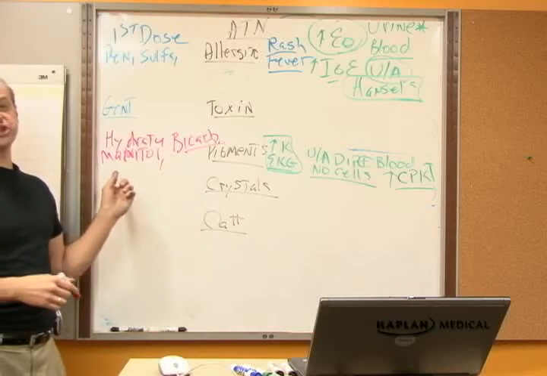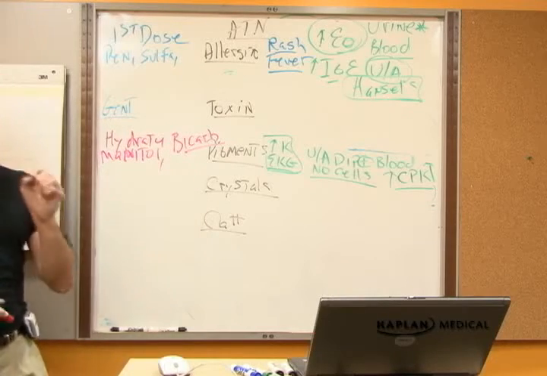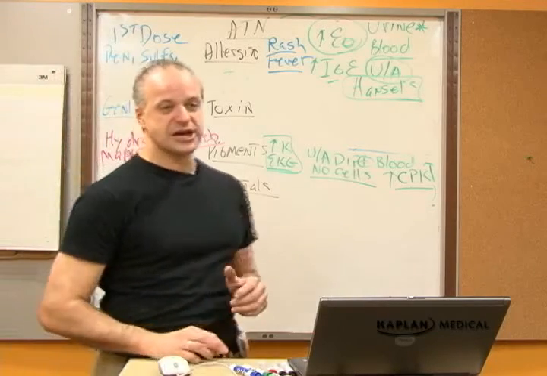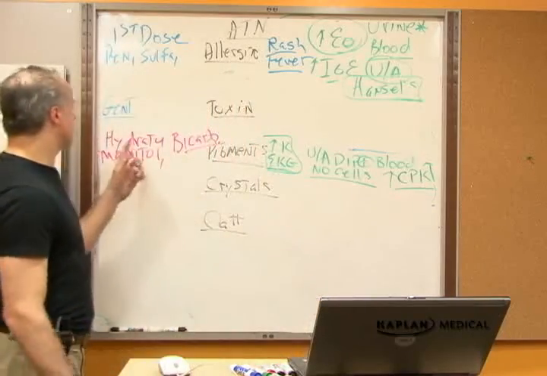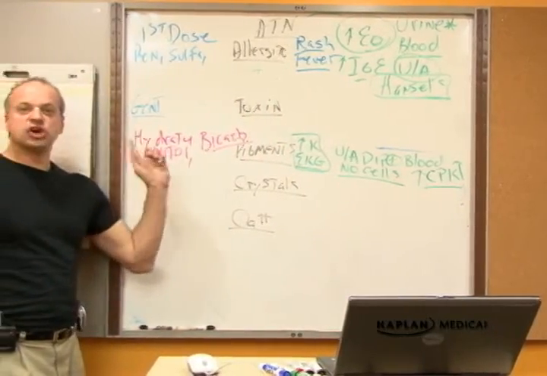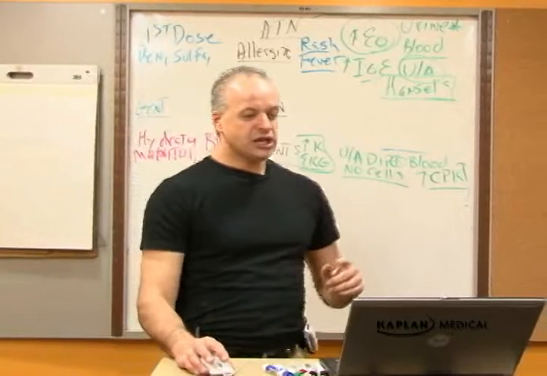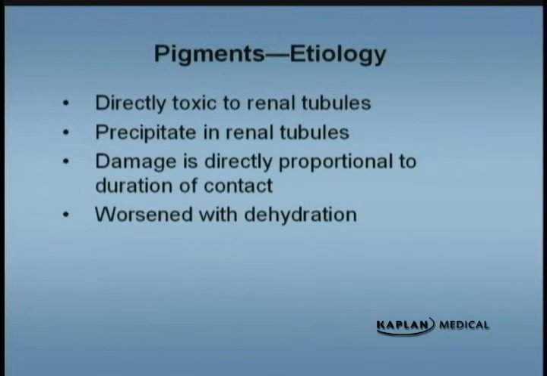Bicarbonate prevents the precipitation of the pigments in the tubule. Hydration and mannitol as an osmotic diuretic decrease the contact time. So you see here in this slide, the tubule toxin precipitates. Bicarb prevents it precipitating. Toxicity is directly proportional to the duration of contact. Mannitol and hydration decrease the duration of contact, flushing it out. And since dehydration makes it worse, because there's low flow, we give them water and mannitol.